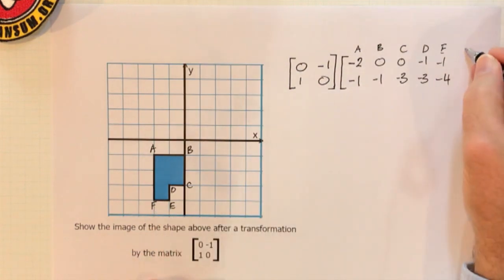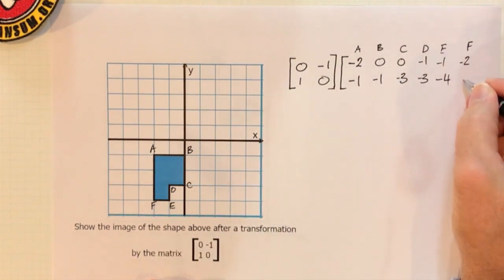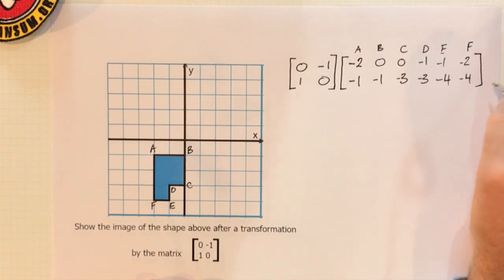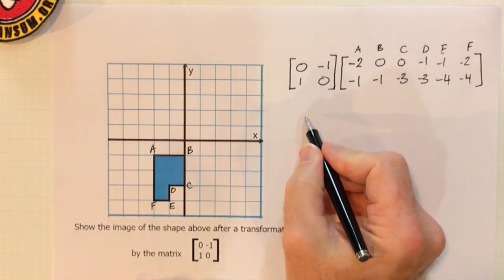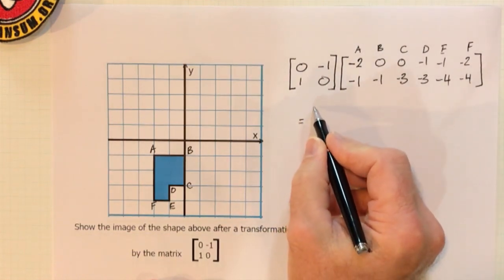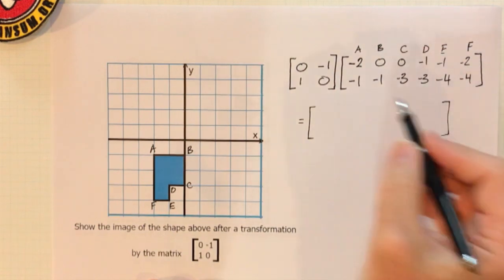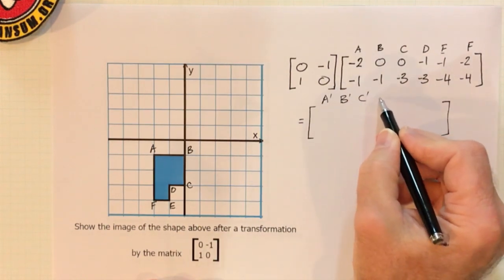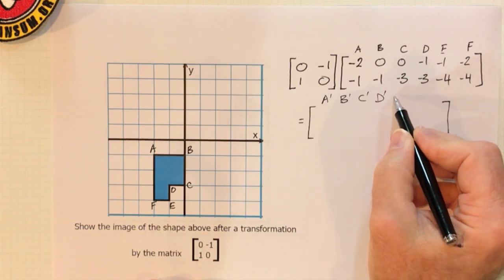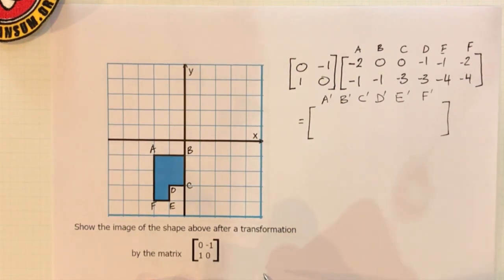And F is at -2, -4. So I've got a huge matrix there containing the coordinates of all of the points. And now we use matrix multiplication. We multiply this matrix by that matrix in order to find out the coordinates of the image. And what we'll get is another matrix like this. It's going to be just as large as that second matrix there, and it's going to give us the coordinates of these points, A, B, C, D, E, F, after they've been transformed by the matrix.